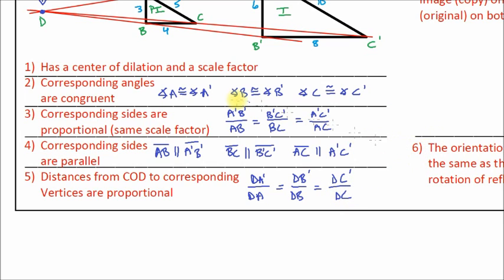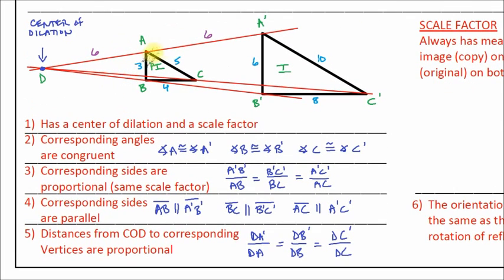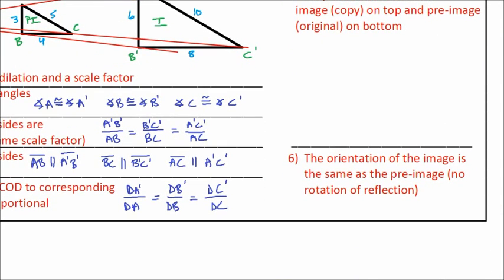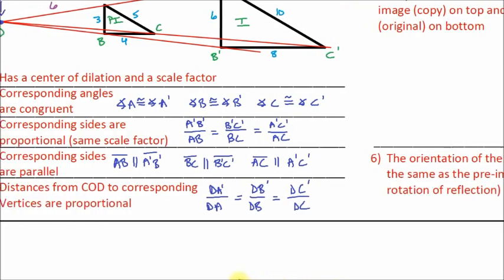So not only are the sides of our shape proportional, but the distances from the corresponding vertices to the center of dilation are also proportional. All right, last thing we know, that's number 5, last thing we know about dilation properties is number 6. The orientation of the image is the same as the pre-image. By orientation, we mean they're not reflected or rotated.